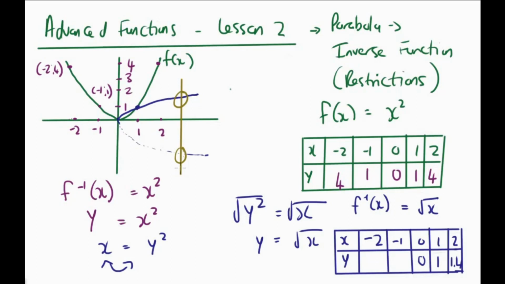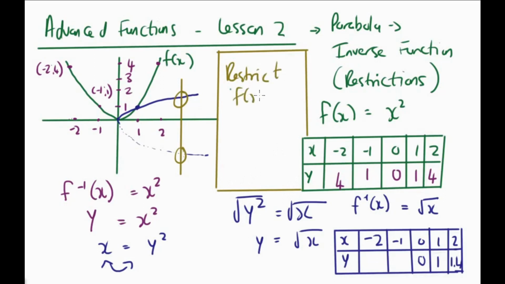The question they like asking is, what do I need to do to f(x) to make this a function? Okay, so if I want to restrict this so that it's a function, let's just call this a restriction. So how do you restrict f(x) so that f⁻¹(x) is a function?